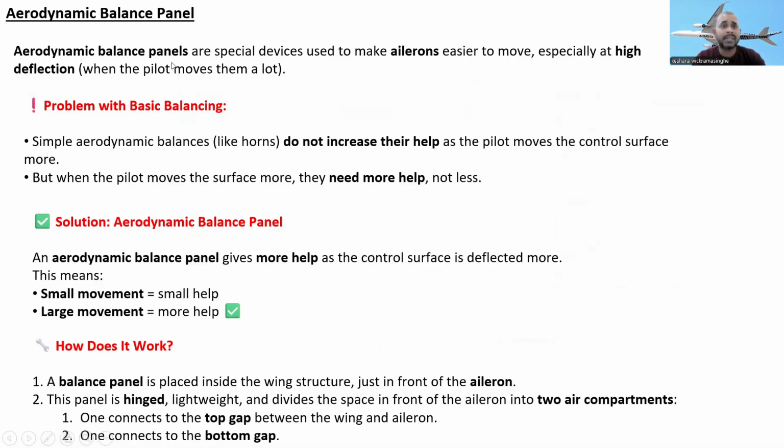Aerodynamic balance panels are a special device used to make the aileron easier to move, especially at high deflections, when the pilot moves them a lot.